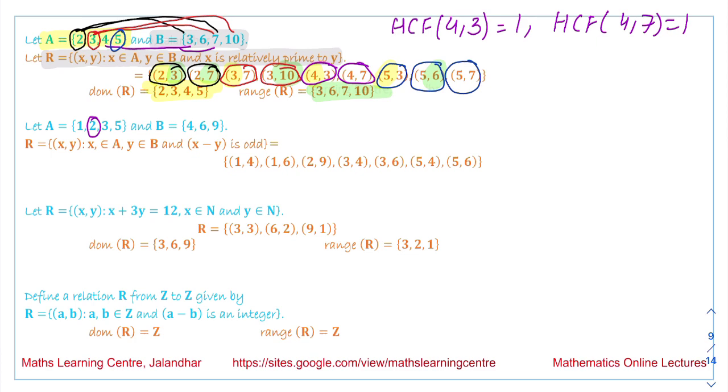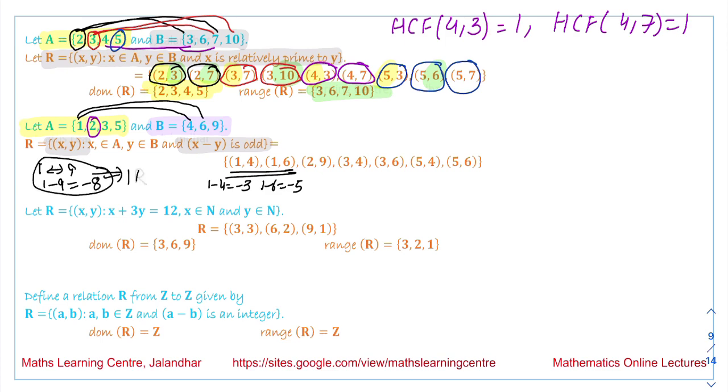Next, the set A is given to have the elements 1, 2, 3 and 5, and the set B has the elements 4, 6 and 9, and the relation is given such that X and Y are related if X minus Y is odd. So when we look at these elements, 1 is related to 4 and 1 is related to 6, because in both these cases 1 minus 4 is minus 3 and 1 minus 6 is equal to minus 5. These are odd. But if we are talking about 1 and 9, 1 minus 9 is equal to minus 8.